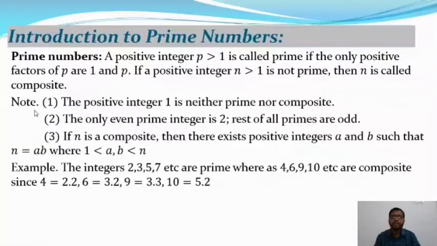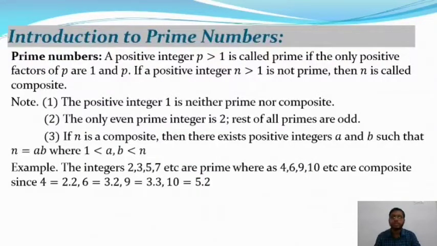So here is the note on prime numbers. The positive integer 1 is neither a prime nor a composite number, and any composite number is divisible by 2, you know that. The only even prime integer is 2. So 2 is the first as well as the even prime number, and the rest of the prime numbers are odd. Only 2 is the even prime number, and the other prime numbers are all odd numbers.